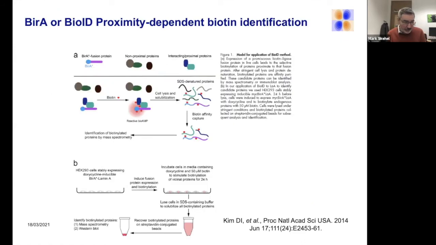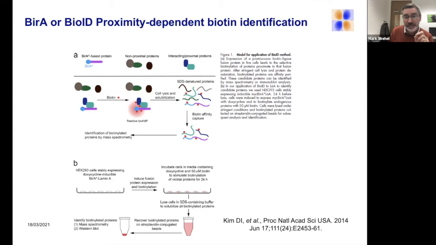Okay, so one way around that recently has been this BioID approach, where you have a fusion protein with this promiscuous biotin ligase. So if you have a protein of interest, you make a fusion protein with BirA, and then when you incubate the cells with biotin over a period of time, anything that is in proximity to your protein becomes biotinylated. And then you can pull that down with streptavidin and analyze it in the way that I've described before.